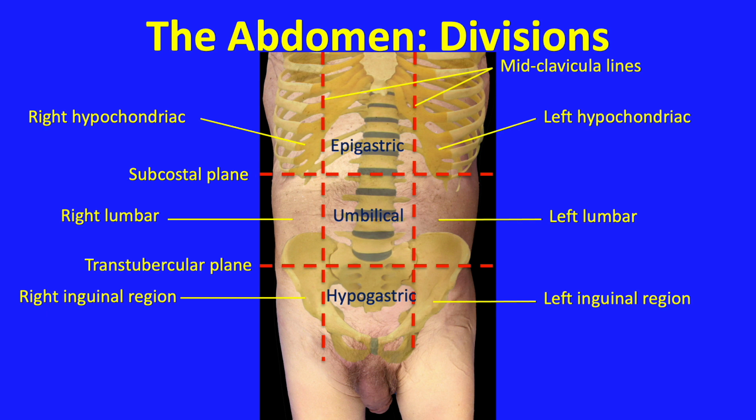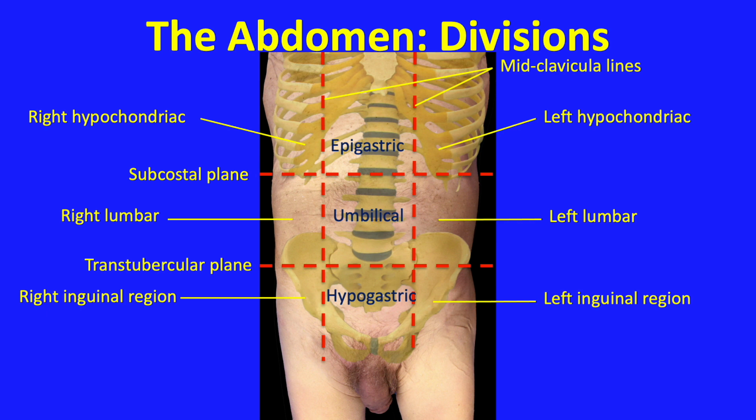Each region is logically named. For example, right hypochondriac refers to the region below the cartilages of the right thoracic ribs. Hypo refers to inferior, and chondriac is another name for cartilage. Umbilical, as you can surmise, infers the region of the belly button. Epigastric means above the stomach. Gaster is another name for stomach, and so on.